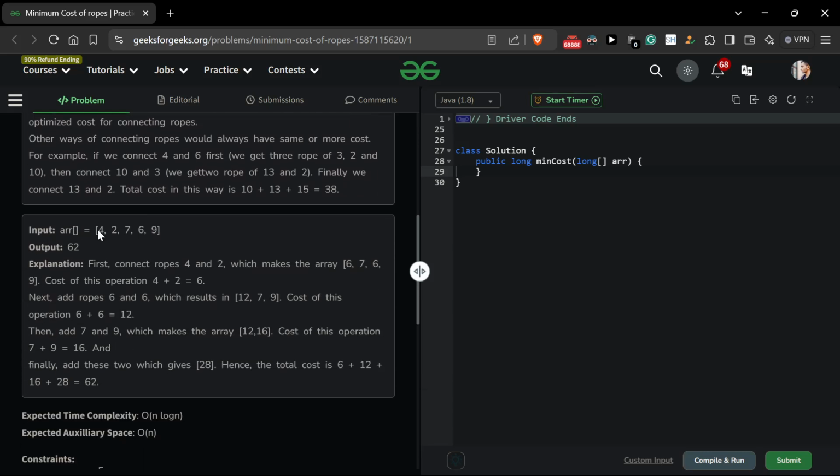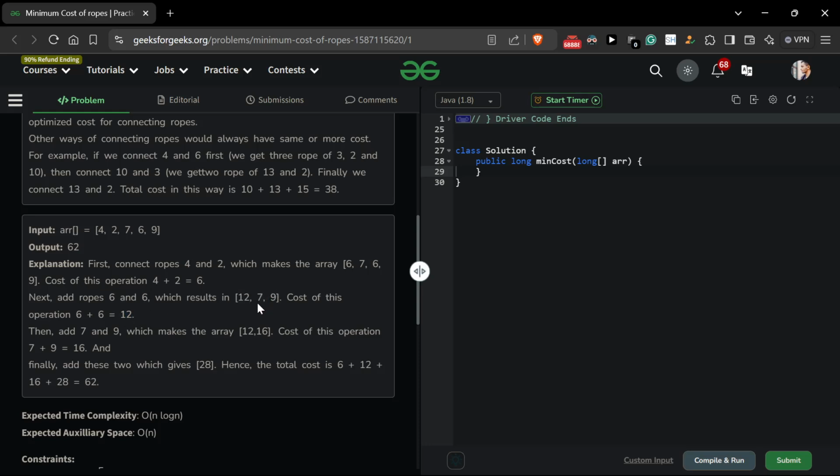In our second example, we have these different lengths of ropes. In the first step, we connect 4 and 2. Its total cost is 6, and we have 6, 7, 6, 9 length ropes remaining. On our next step, we connect 6 and 6. So we have 12, 7 and 9 length ropes remaining. To connect 6 and 6, the cost is 12.